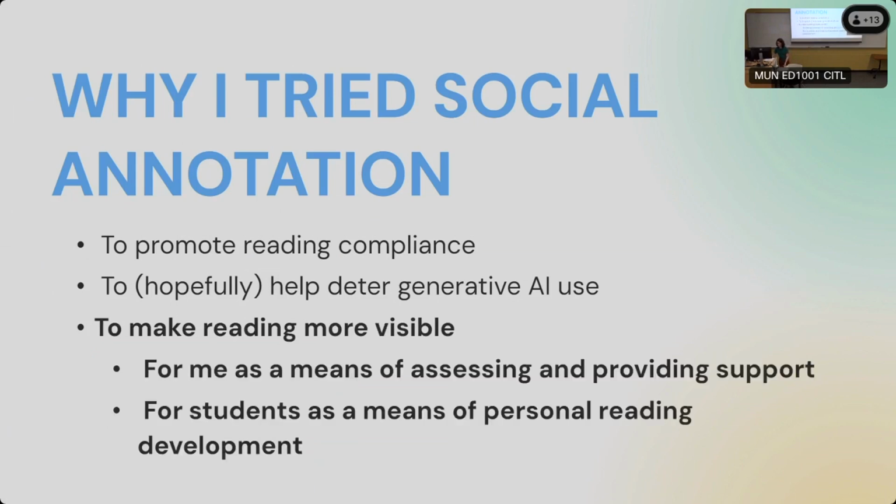But the third reason I have here, why I use AI, why I use social annotation, or why someone might use social annotation, is really the most important one to me, and that was to make reading more visible. And that was my main purpose. It's something I've always tried to do in my teaching, and this felt another way to make that visibility maybe most explicit.